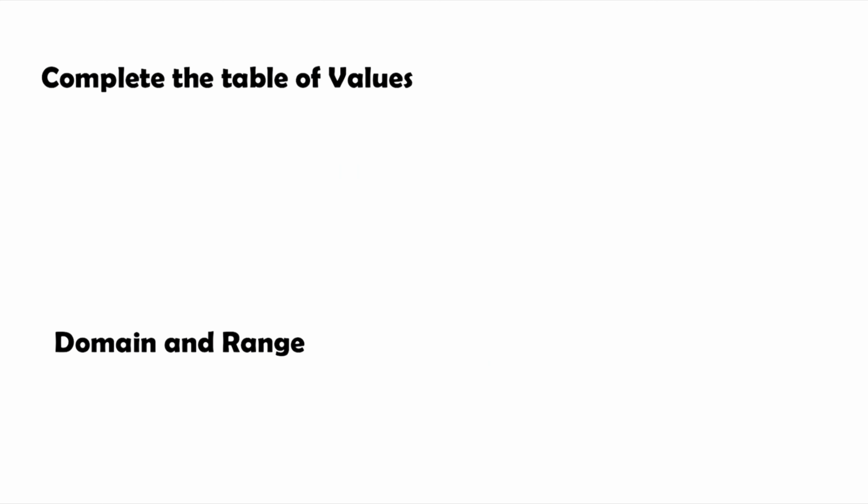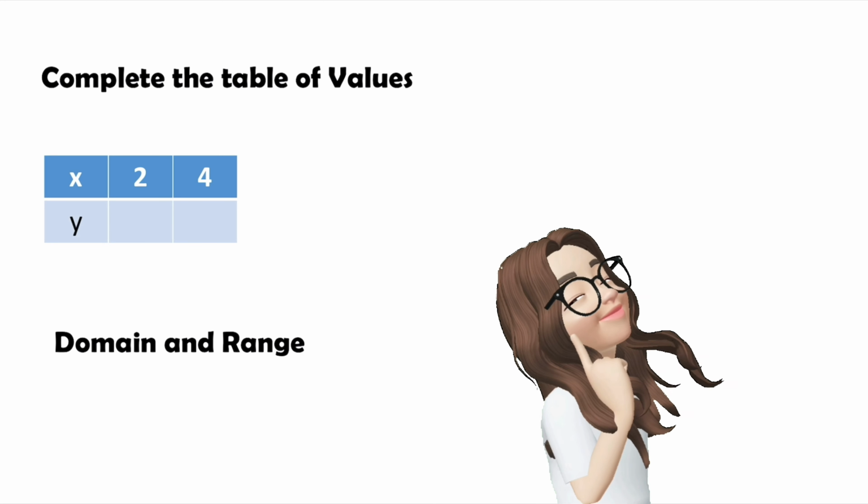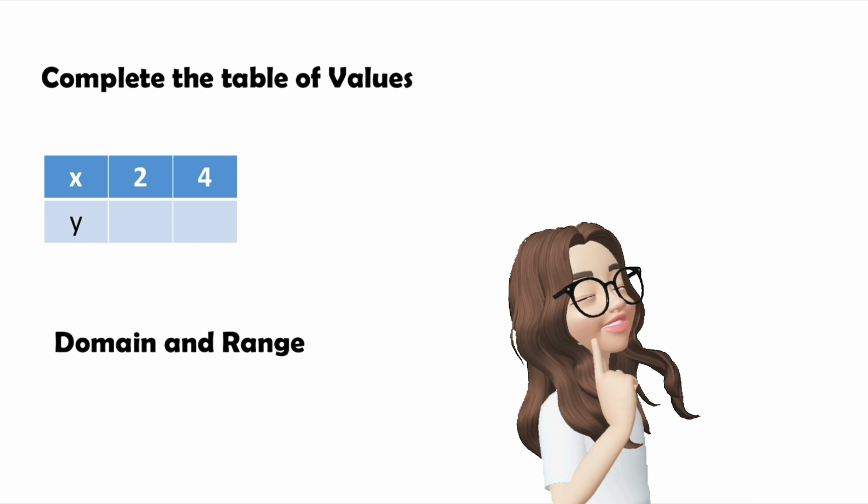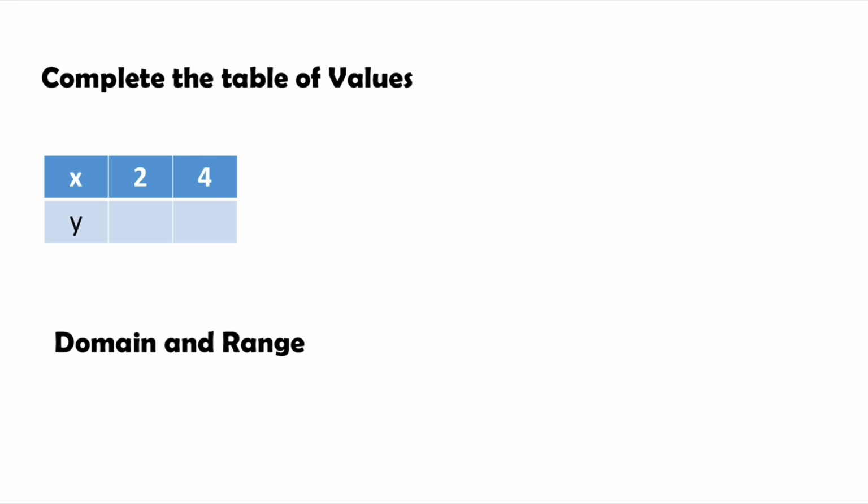Next, in step 2, we will be needing to complete the table of values. Remember that in order for us to graph, we need coordinates. And in this process, we will find those coordinates. So for our x values, we will put the computed values earlier, which are 2 and 4. 1 will not be included in the table of values for x because x is equal to 1 is our vertical asymptote.